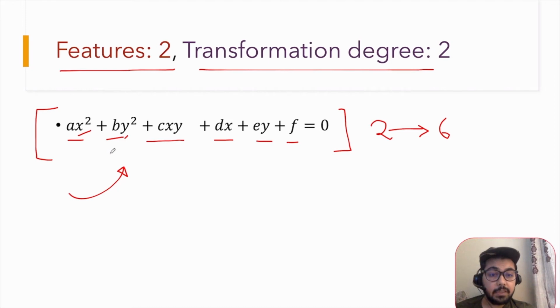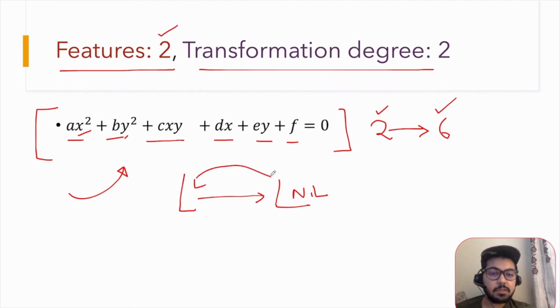It may be 0, or it may not be 0. So we are taking a complete quadratic space, and we are saying that two features have been transformed to six features. So actually there is a feature explosion when we move from a linear space to a non-linear space. We are moving from linear space to a quadratic space, that is a transformation degree of 2.